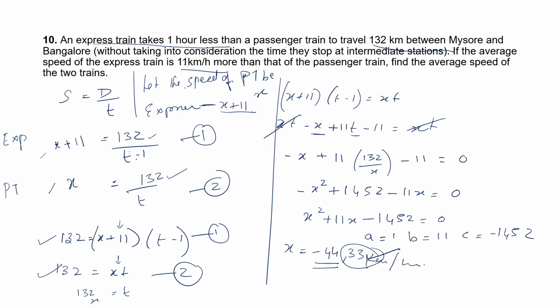And so if that is the case, what is the speed of the express train? 33 plus 11, that is 44 kilometer per hour. You have to write the statements at the end of that. You have to write the solution, and the speed of the passenger train is this and the speed of the express train is this. Like that you have to complete.